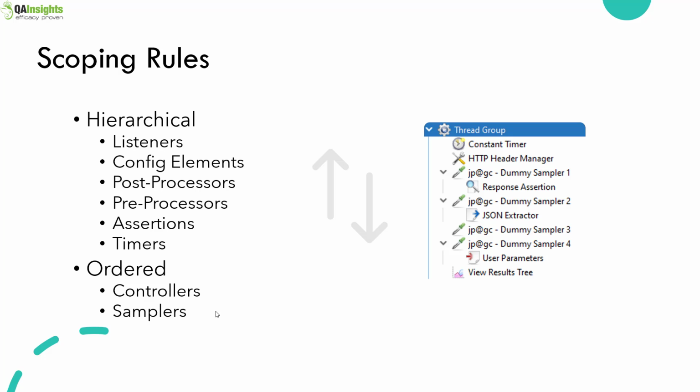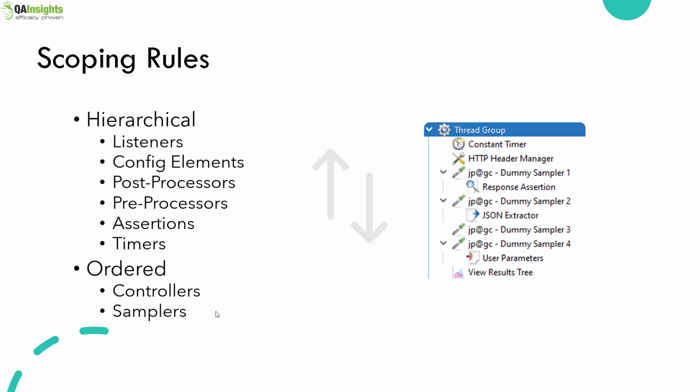On the right side, you could see there is a screenshot with the sample test plan. We have the constant timer, header manager, and dummy sampler 1 and assertion. This assertion is associated to the dummy sampler 1, so it will not associate to dummy sampler 2 or 3 or 4. And if you see the user parameters, that config element, the preprocessor, is associated to the dummy sampler 4. But constant timer, header manager and view results tree are associated at the thread group level, so they are shared across the dummy sampler 1, 2, 3 and 4.